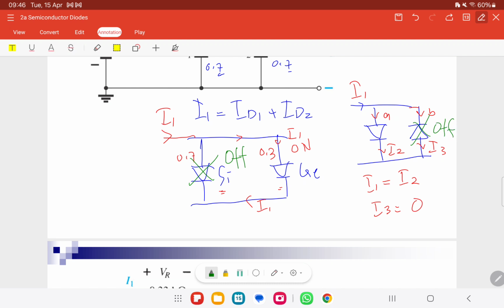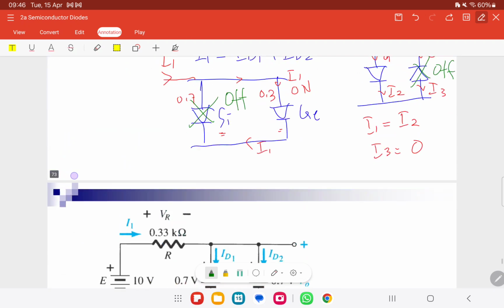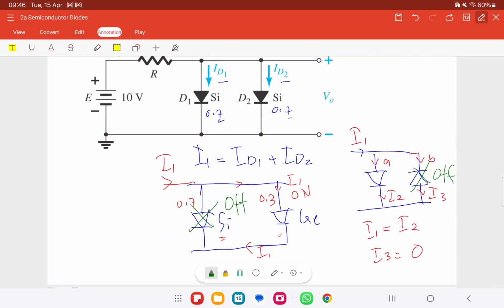Okay, ini yang tadi. Kalau voltage dia sama, silikon dua-dua akan on. Germanium both akan on. Kalau ada dua yang berbeza, dia akan on yang rendah dulu. Okay, kalau ada dua polarity, satu positif, satu forward bias, satu reverse bias, the reverse will be off juga.